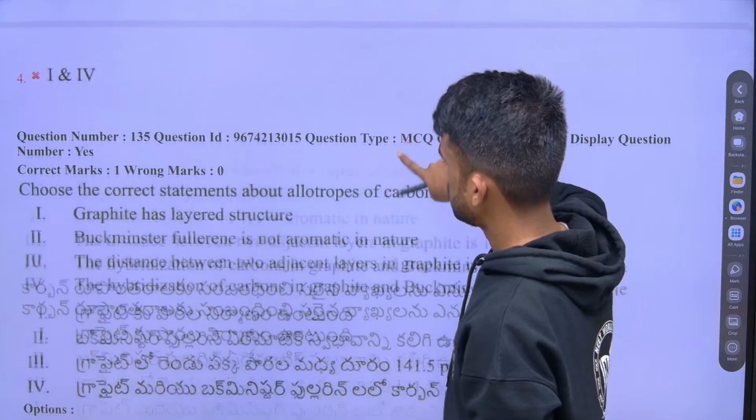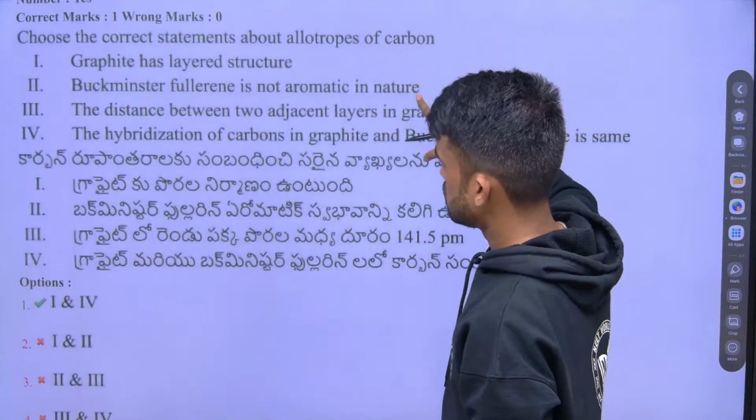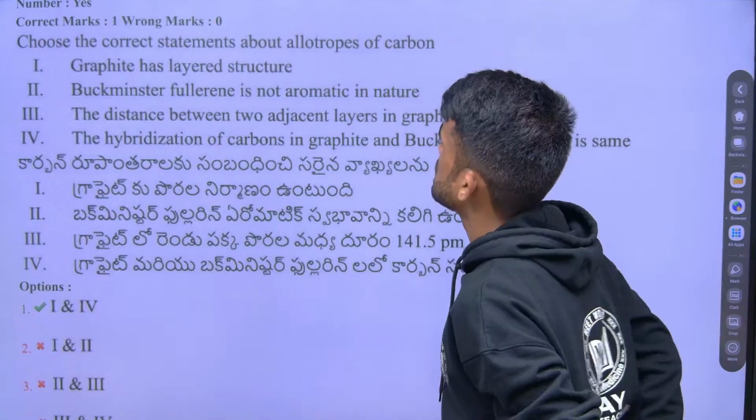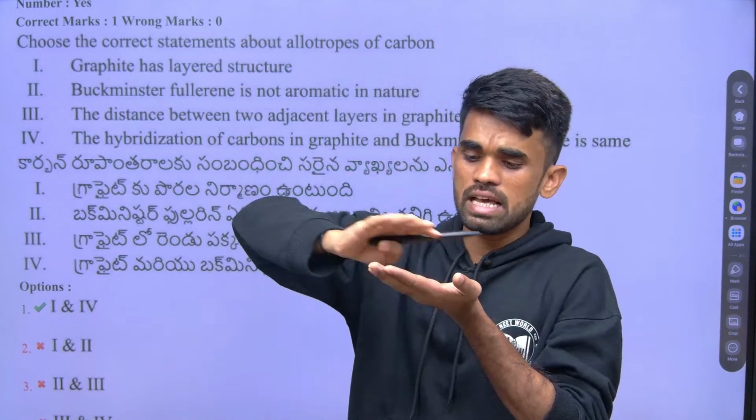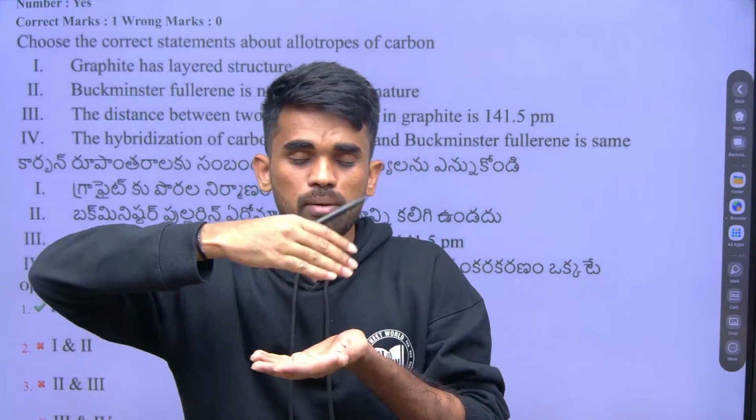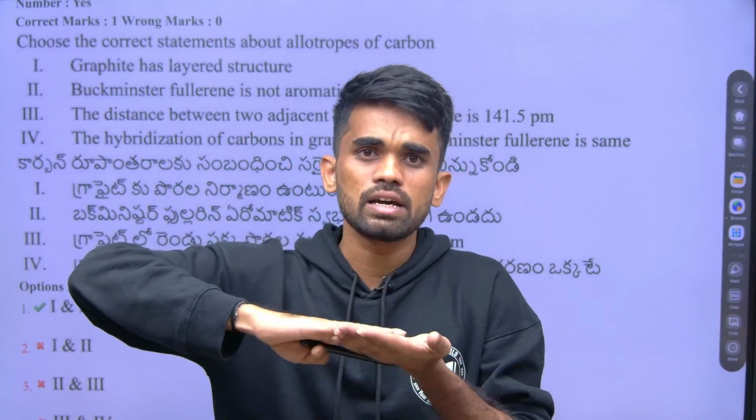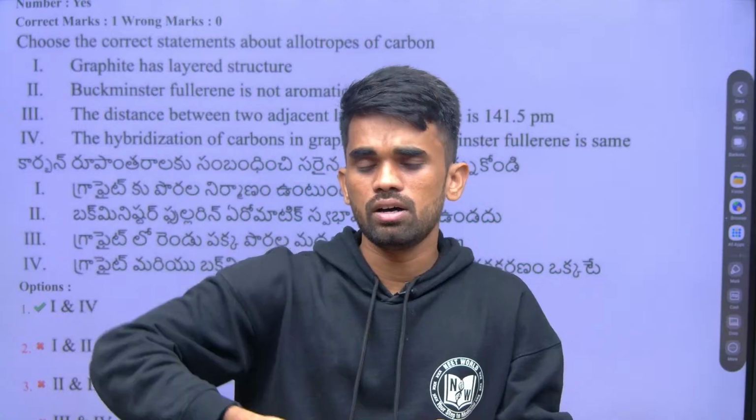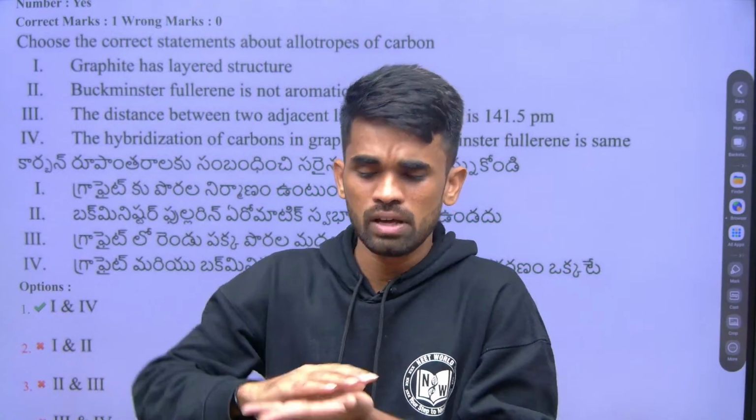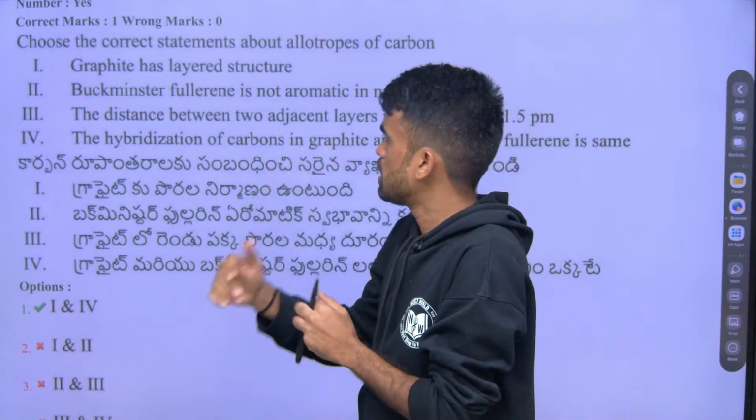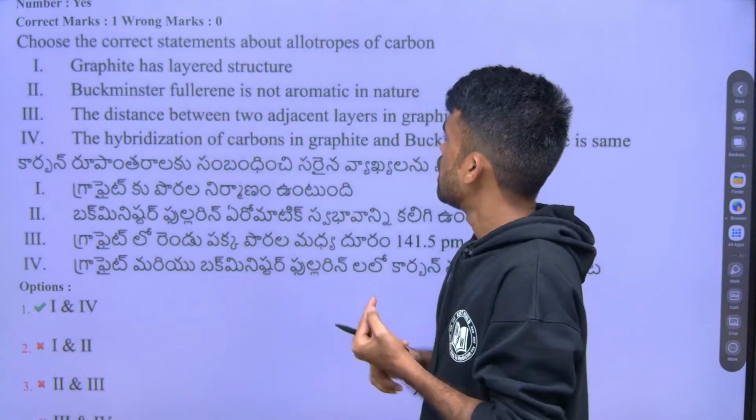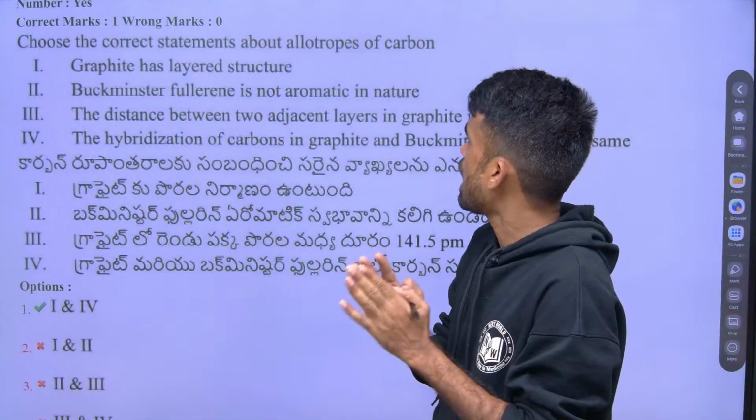Next, graphite has a layer-like structure. Yes, layers will be there, that's why it has lubricant applications. Graphite shows its lubricant activity because of the layer structure. One layer will be above the other, like that. Okay, Buckminster fullerene is not aromatic? No, it is aromatic in nature.